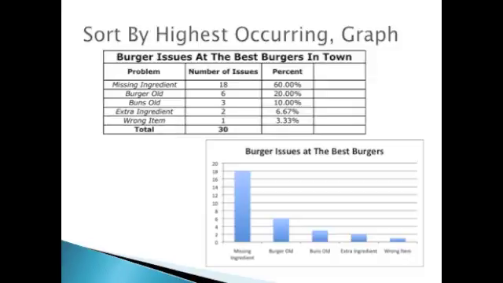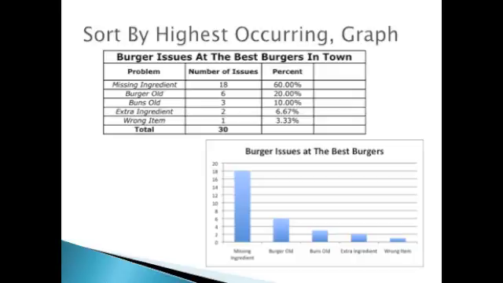Then we need to sort by the highest occurring issue. So the highest occurring will go at top and the lowest occurring will go at the bottom. So it looks like missing ingredients is the biggest issue they face at the Best Burgers in Town. The wrong item was only reported once, so it is the least significant issue. You'll see too that the percentages will line up as well.